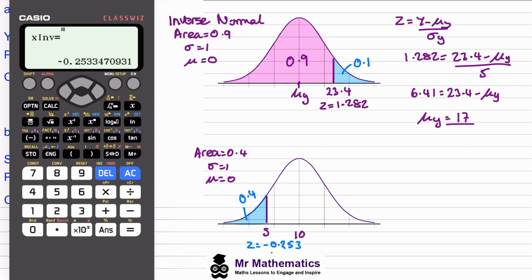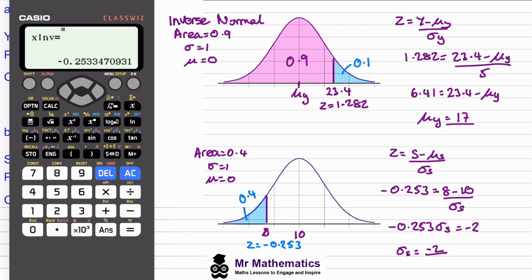Now we can substitute this into the transformation equation. So Z will equal S minus the mean divided by the standard deviation. We get negative 0.253 will equal the S value, which is 8, minus the mean divided by the standard deviation. We'll move the standard deviation to the left-hand side. And this will equal negative 2. So the standard deviation will be negative 2 over negative 0.253.